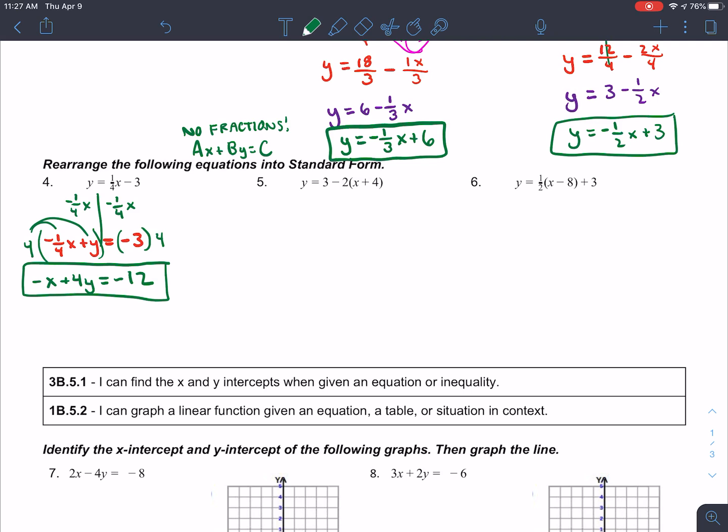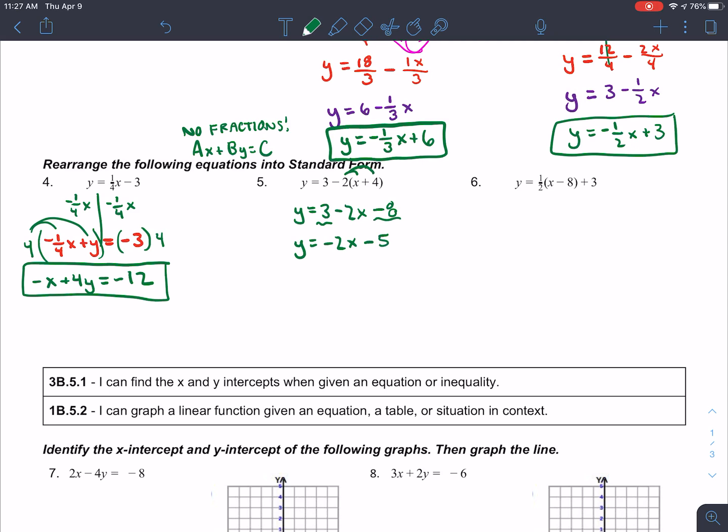Okay. Let's try the next one. All right. We're not in standard form. There's a bunch of stuff going on here, actually. First things first, we have to clear this parentheses out, okay? So I'm going to need to distribute. So the first thing I'm actually going to do is I'm going to say y equals 3. Well, negative 2 times x is negative 2x, and negative 2 times positive 4 is negative 8. All right? So when I combine some like terms, I get negative 2x, and that should be positive 3, negative 8 is negative 5. Okay?